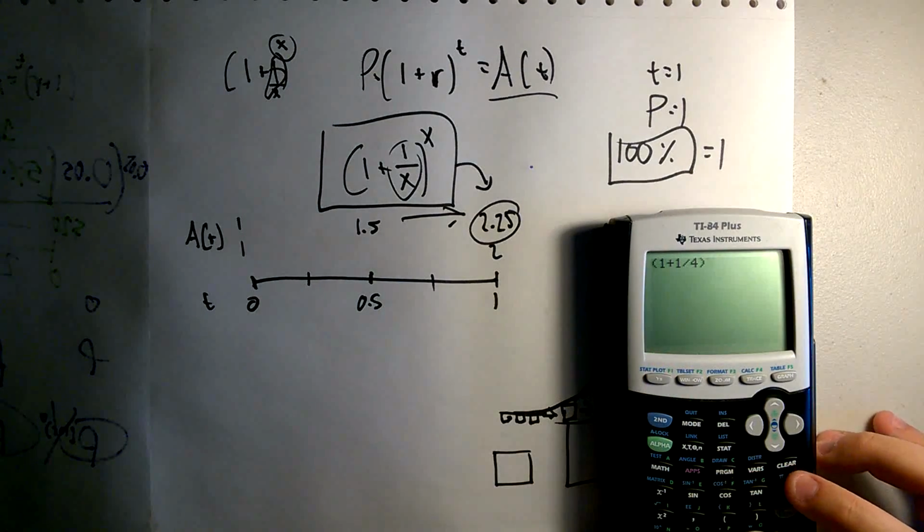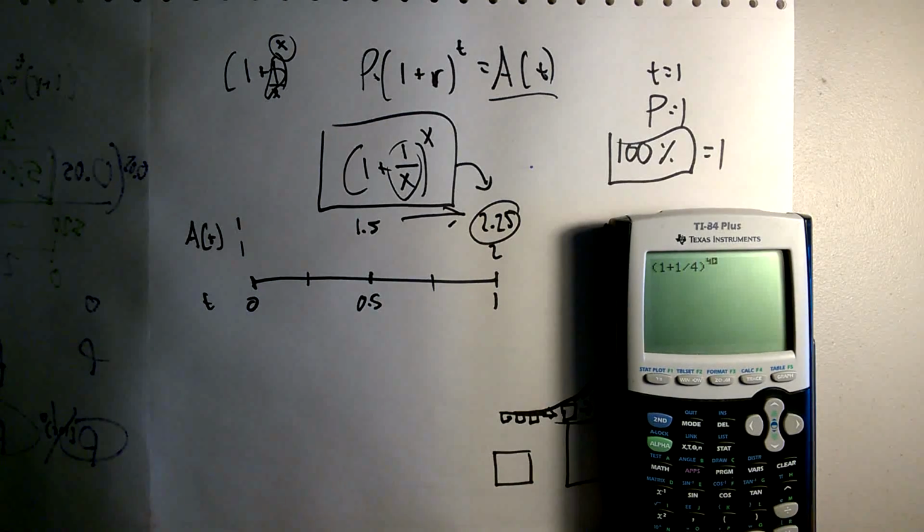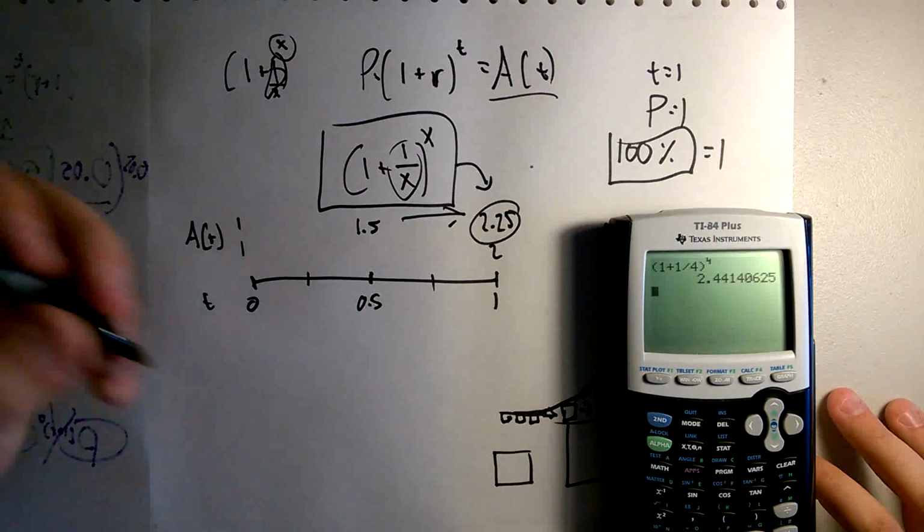So 1.25, that's what that is saying. So is that 3 months? Yep. 3 times 4 is 12, 12 months in a year. And you multiply it 4 times. Check that out. We get even more money.